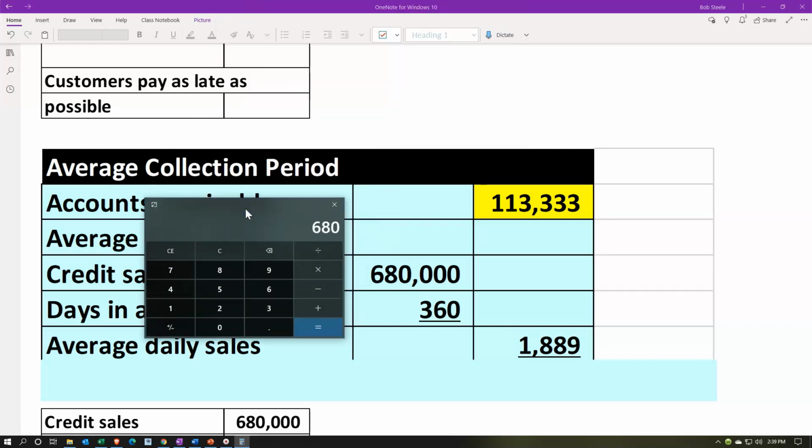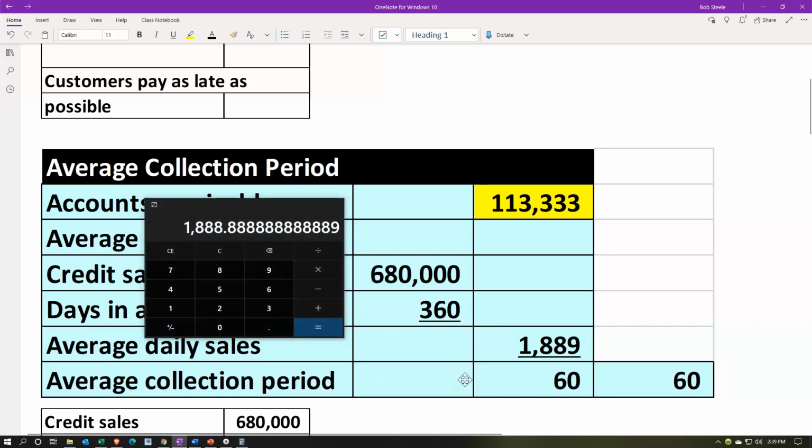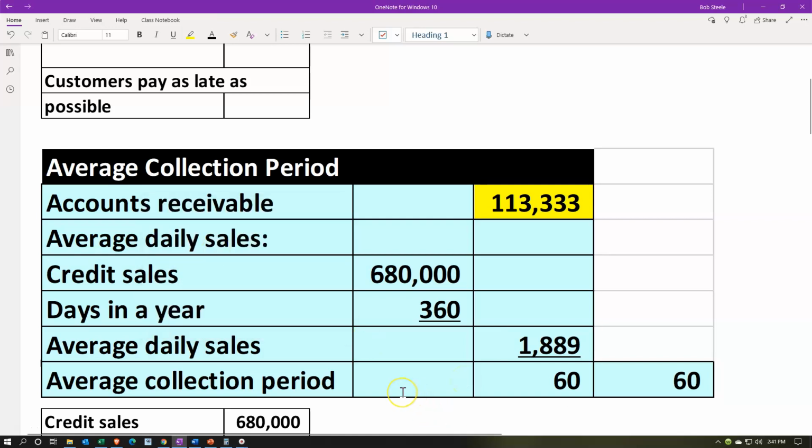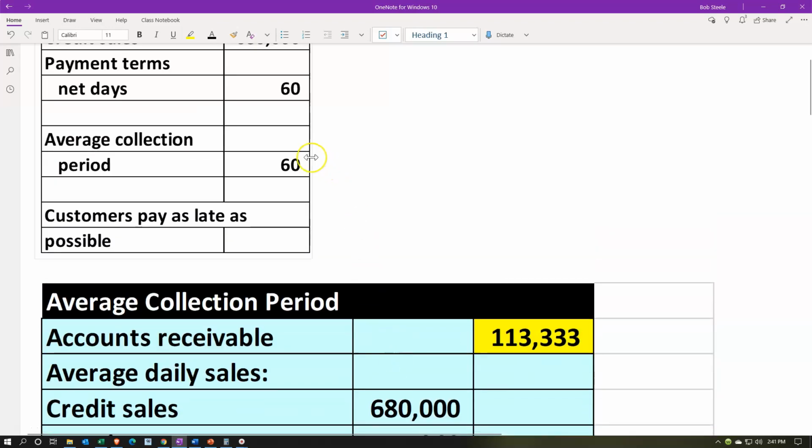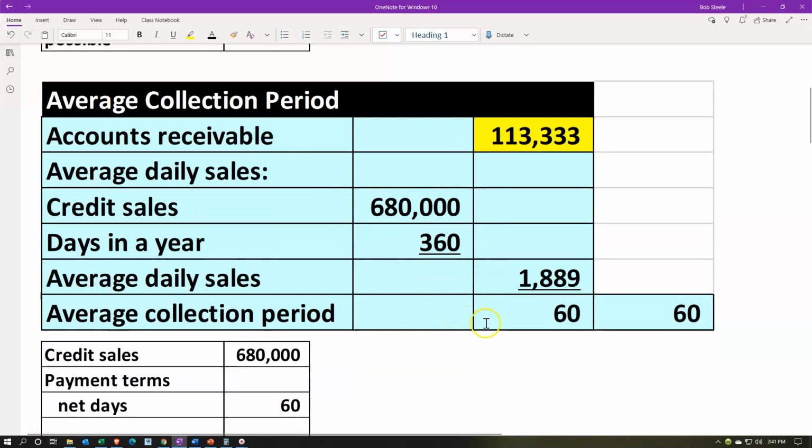So we got 680,000 sales for the year, 360 days in the year about. If we round, we get about 1,889 with regards to the average daily sales. And then the average collection period is known now. That was 60. So the average collection period is 60.